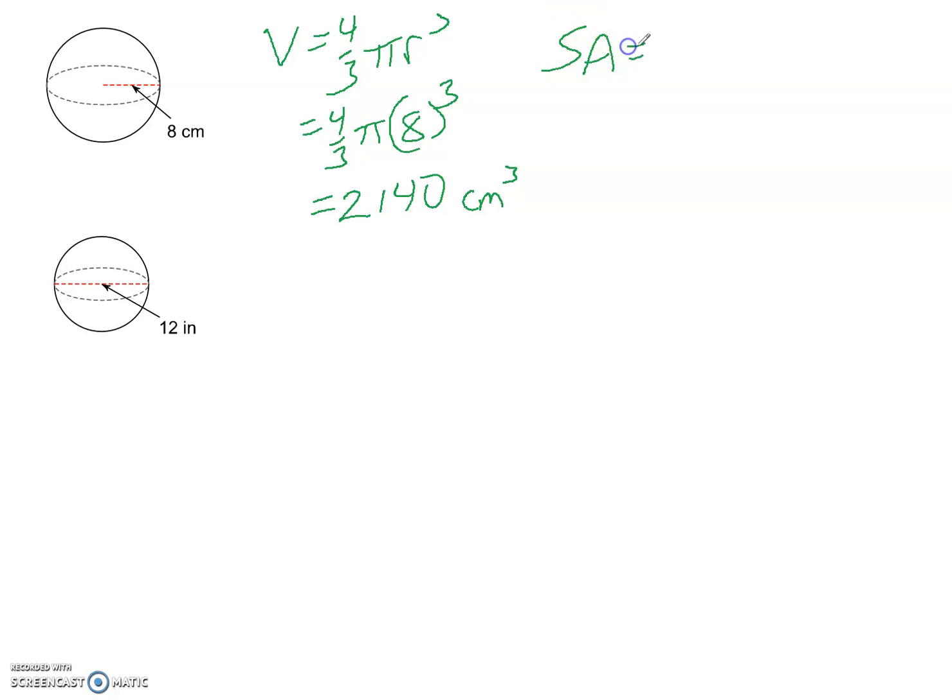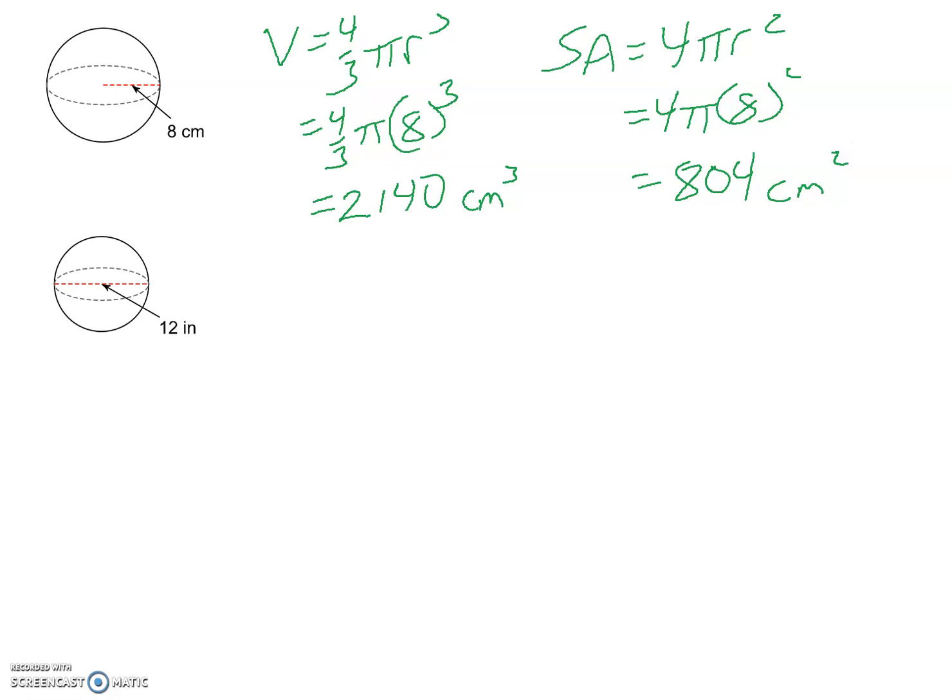All right, so now let's find the surface area. And the surface area for a sphere is 4 pi r squared. So 4 pi r squared. All right, well, same type of thing. We've got the 4, we've got the pi, we've got the radius of 8, so we'll square that. And we can then calculate the surface area. And that would give us about 804 centimeters squared. So there's your basic volume and basic surface area for this first sphere.